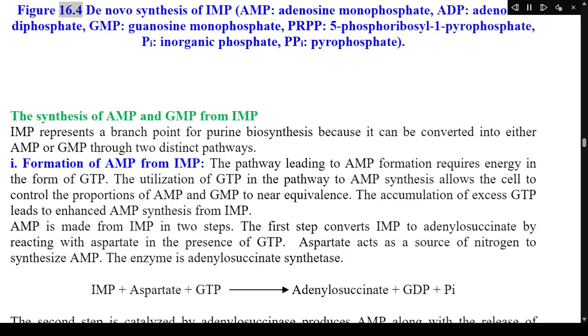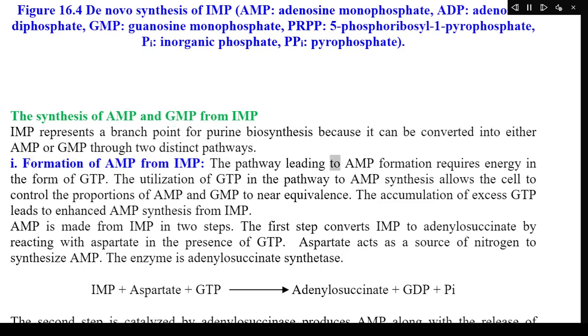Figure 16.4 De novo synthesis of IMP. AMP, adenosine monophosphate, ADP, adenosine diphosphate, GMP, guanosine monophosphate, PRPP, 5-phosphoribosyl 1-pyrophosphate, Pi, inorganic phosphate, PPi, pyrophosphate. The synthesis of AMP and GMP from IMP. IMP represents a branch point for purine biosynthesis because it can be converted into either AMP or GMP through two distinct pathways. 1. Formation of AMP from IMP.